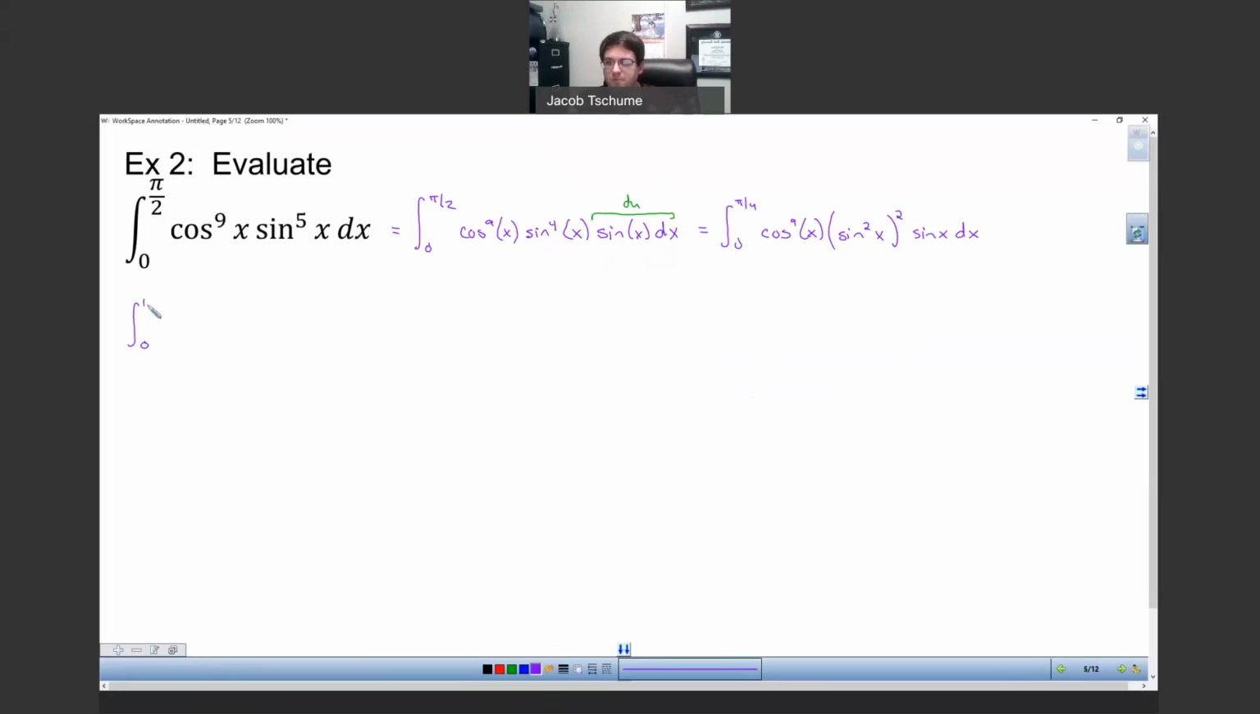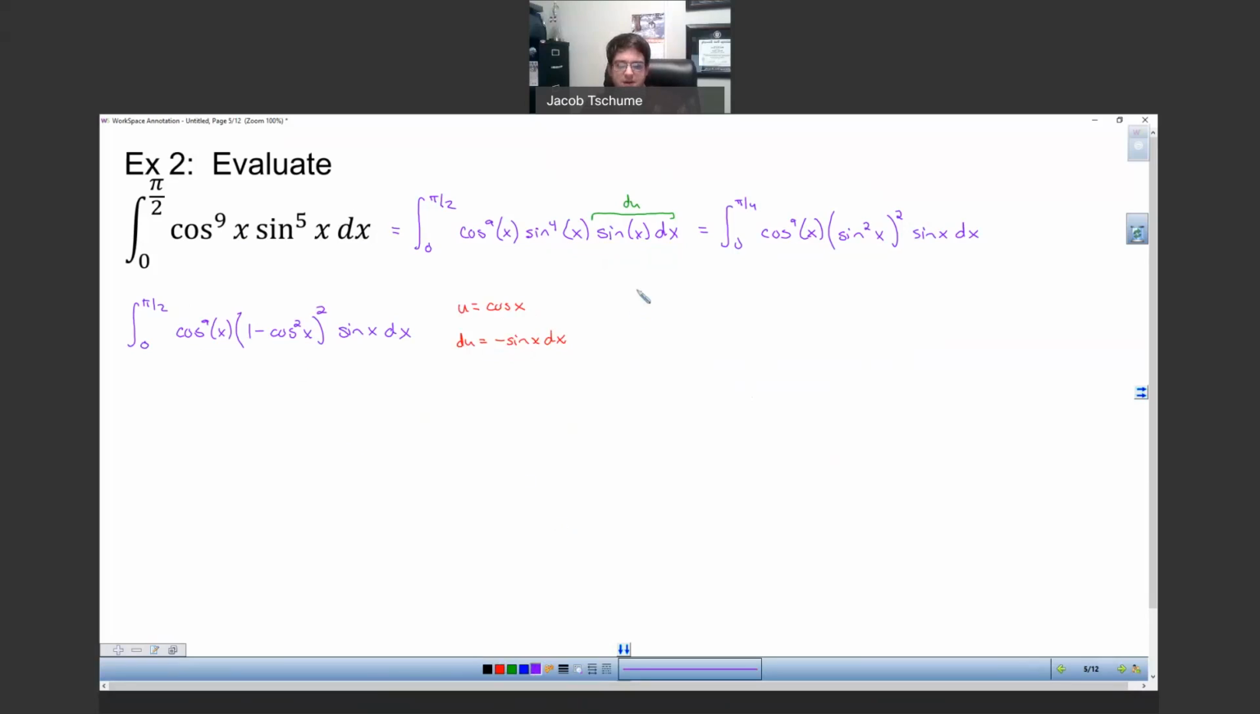This would be the integral from 0 to pi over 2 of cosine to the ninth of x. Sine squared from the last problem is 1 minus cosine squared, all squared, times sine of x dx. And now that everything else is in terms of cosine, I can now set up my U substitution. So I'm going to let U equal cosine of x, and therefore du would be negative sine x dx.